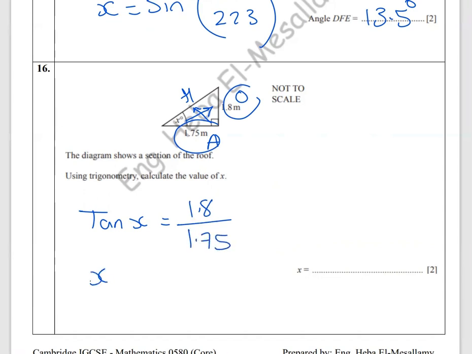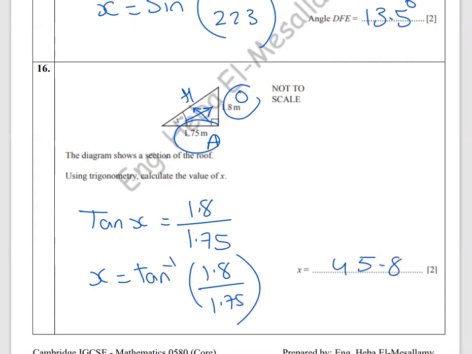And then break the bond between the tan and the x, move the tan to the other side with inverse tan, which is shift tan on the calculator of this ratio. So I'll type shift tan 1.8 over 1.75, and I'll get 45.8 degrees.